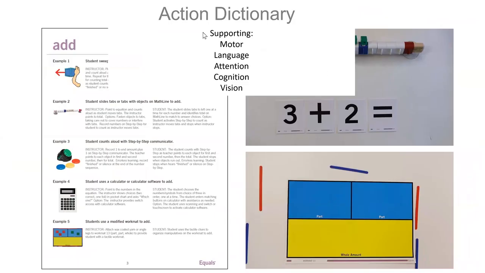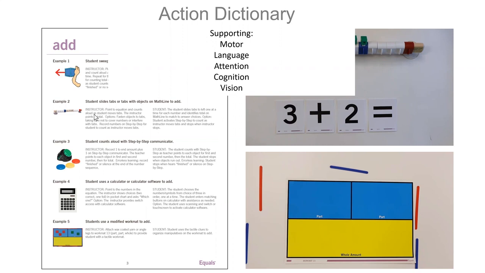The action dictionary is specific to Equals, to actually the AbleNet curriculum in general. But in this particular case, it is related specifically to Equals. And essentially, the action dictionary is a way to find adaptations for students who need them to support their motor skills, their language, their attention, their cognition, their vision.